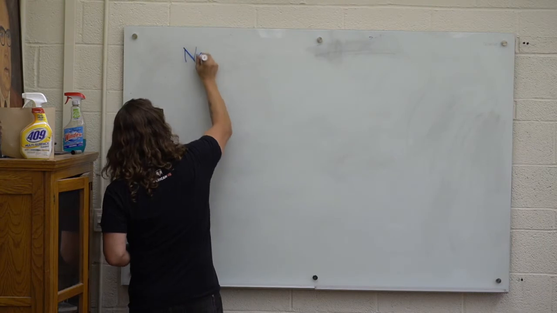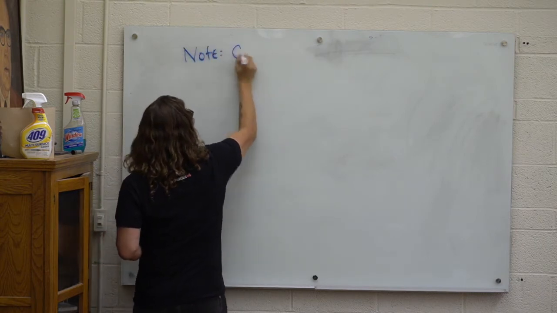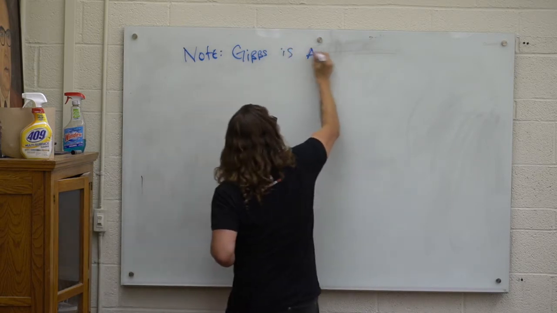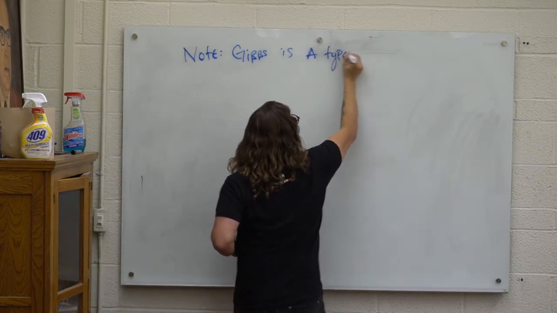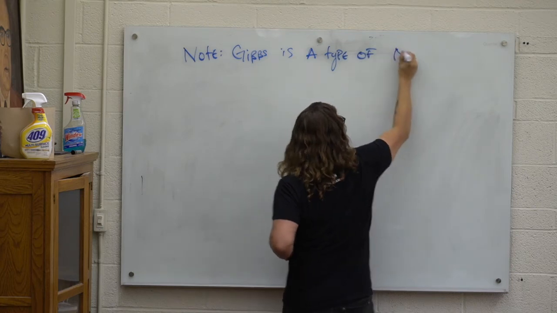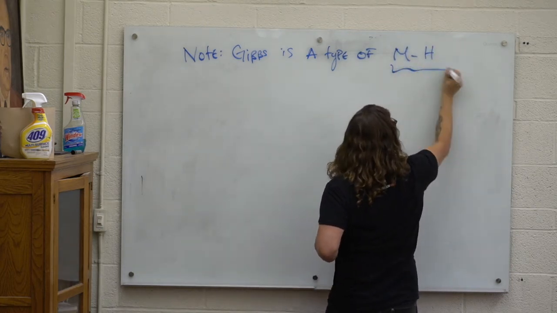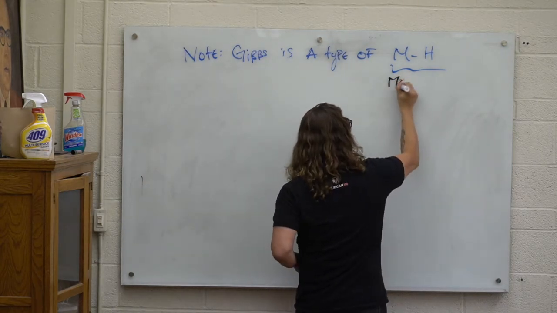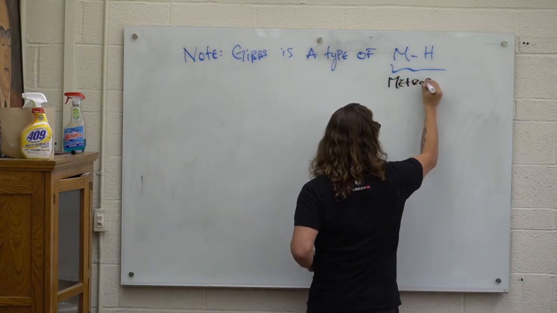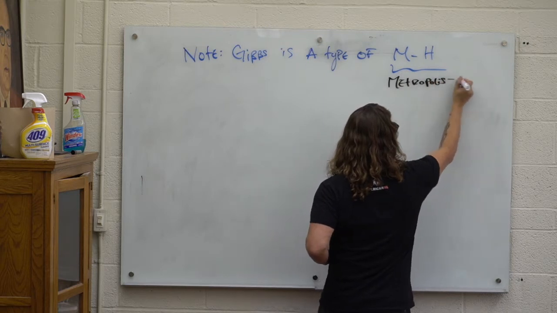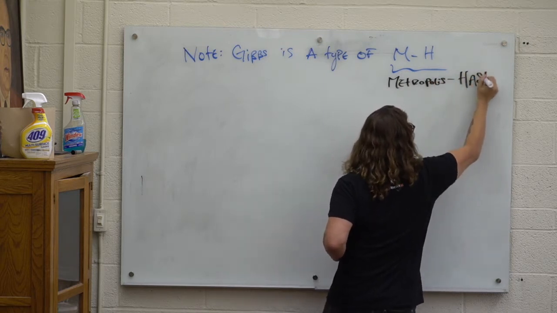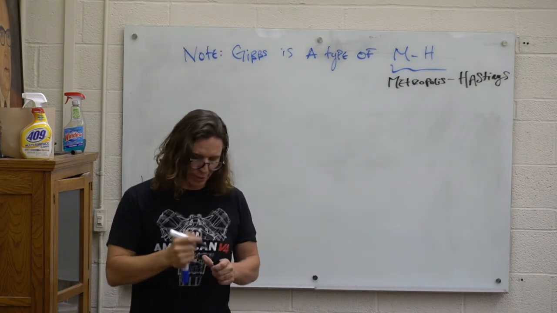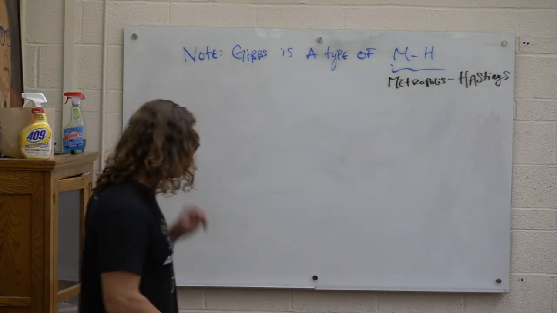So note, Gibbs is a type of Metropolis-Hastings. So I'm going to start writing MH. This is Metropolis. And this is Hastings. These are both people that contributed to the formation of these algorithms.